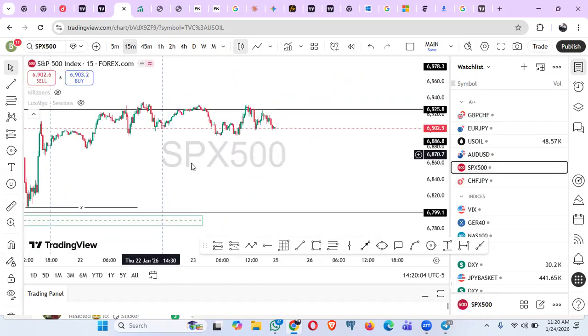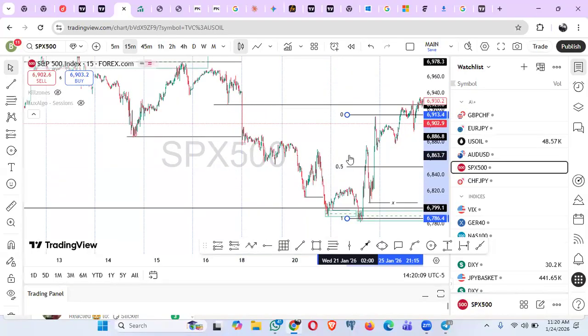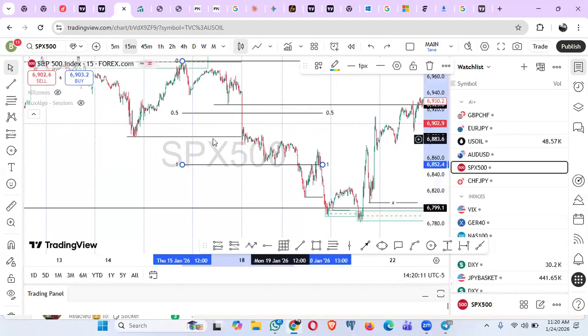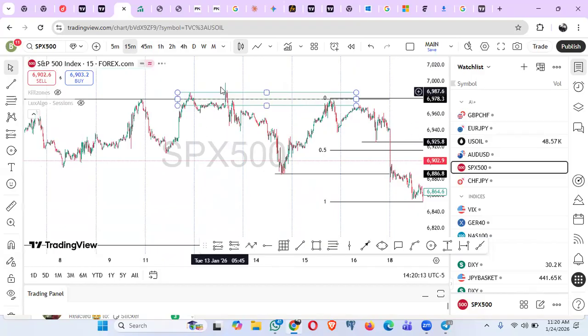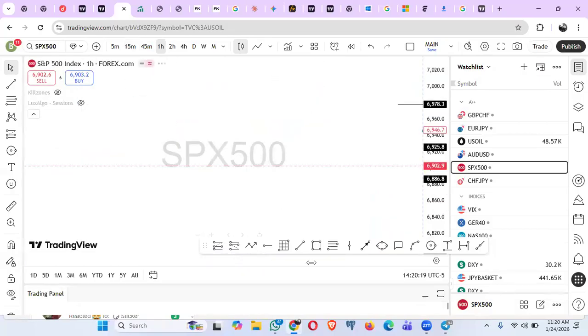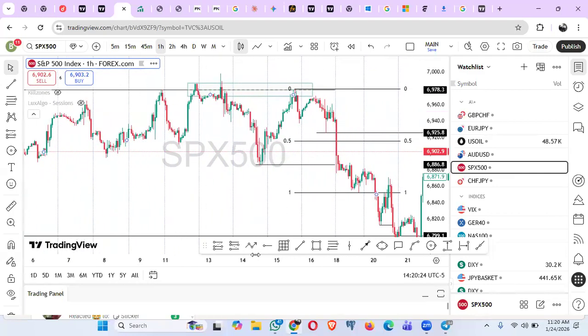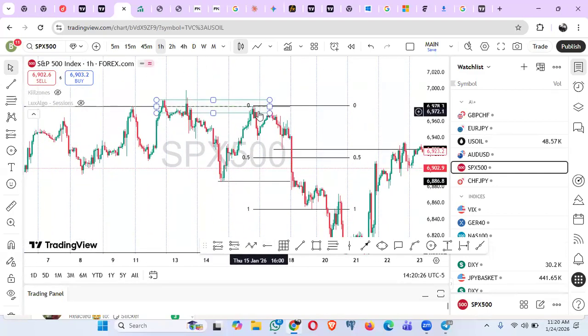S&P 500. Previous sales of the other week. The same thing: impulsive sales, correction, impulse. Market came back for the extreme ones. So I traded it on the H4 time frame. On the H4 time frame, I engaged here.